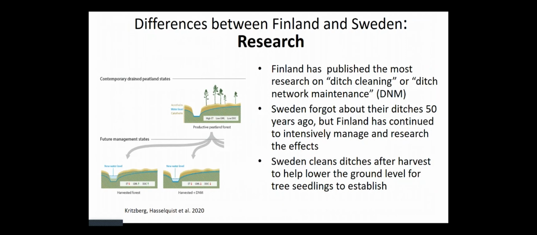Certainly, Finland has published the most research on ditch cleaning or ditch network maintenance, in part because they've continued to intensively manage and research their effects. But Sweden basically forgot about their ditches 50 years ago, and in general haven't been cleaning them, and therefore haven't done much research on the topic. It's something to consider that Sweden is typically only cleaning ditches just after clear cutting to compensate for the evapotranspiration of the forest stand, and thus the cleaning of ditches lowers the groundwater level to help tree seedlings establish.